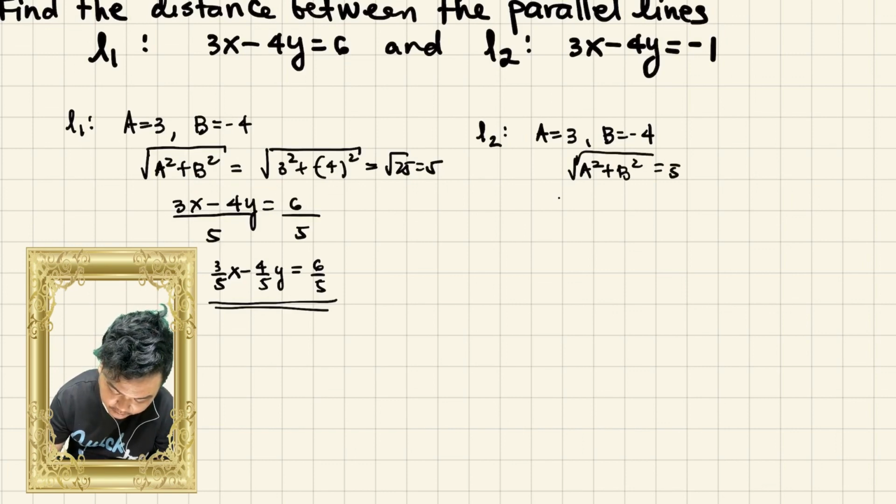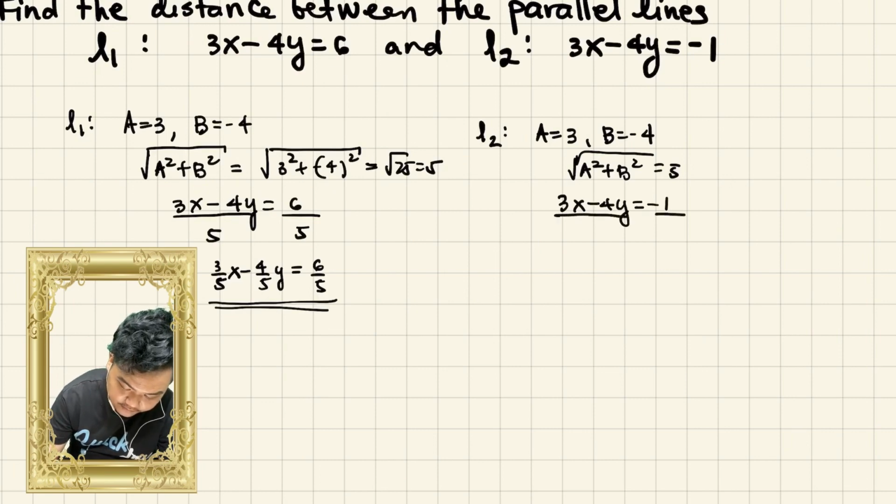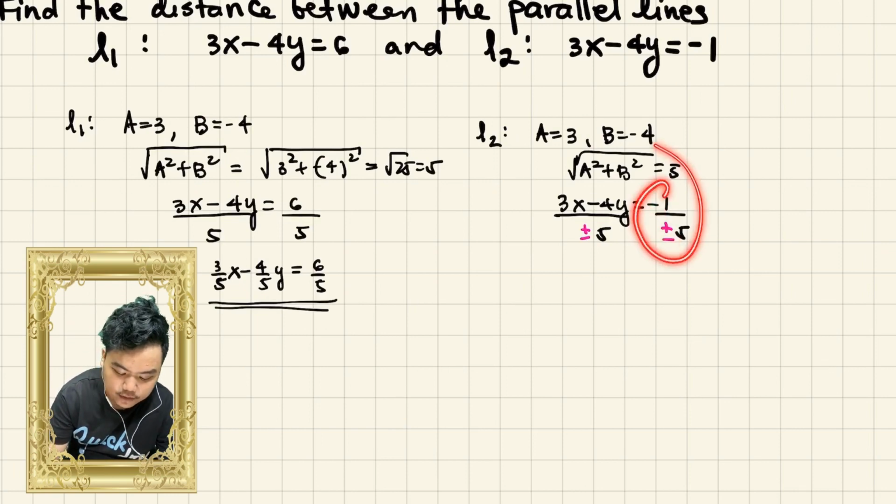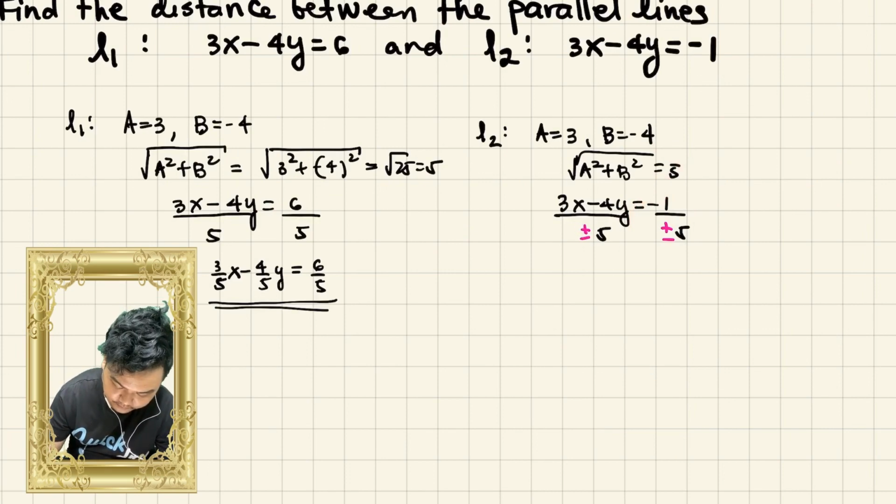Okay, so magdi-divide tayo both sides by plus minus 5. And then we decide kung positive or negative. So, kailangan positive daw ito. Since negative ito, negative yung pipiliin natin sa kabila para pag dinivide mo, positive. So, negative yung pipiliin natin. Or we have, anong lalabas yan? Negative 3/5 x plus 4/5 y equal to 1/5.